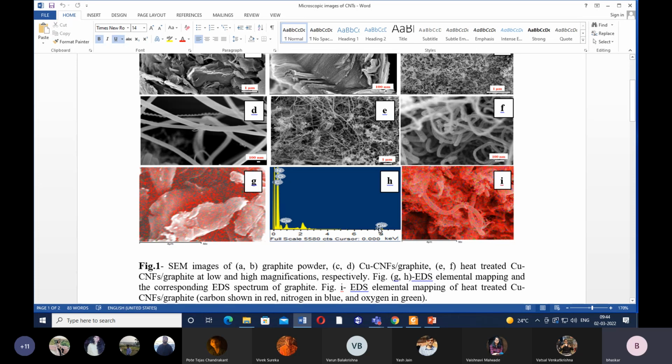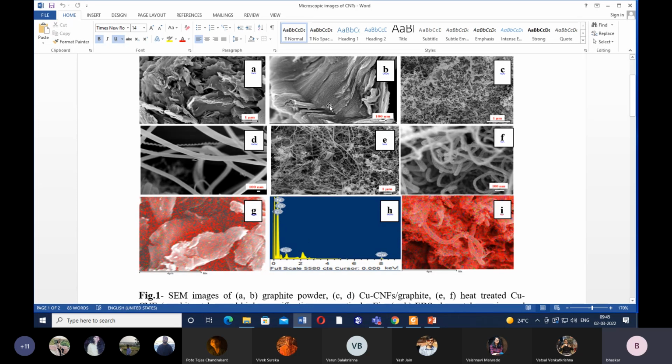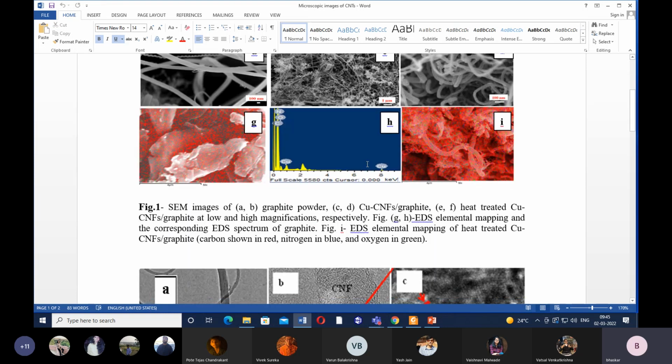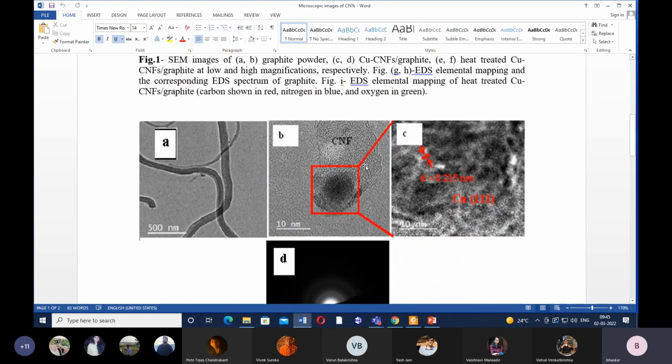So here we have got copper nanoparticles, carbon, oxygen, and nitrogen. So copper comes from the copper nanoparticles deposited on the surface of this material. Okay, carbon and oxygen came from graphite and carbon nanotubes, and nitrogen comes from the graphite powder. Okay, so now I have to prove that the growth of carbon nanotube is governed by the tip growth mechanism. So I can easily show this.